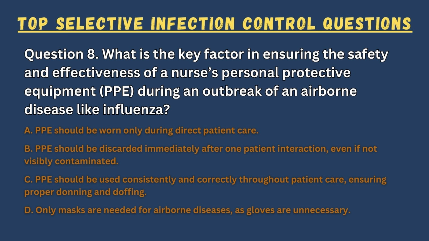Question 8. What is the key factor in ensuring the safety and effectiveness of a nurse's personal protective equipment, PPE, during an outbreak of an airborne disease like influenza? A. PPE should be worn only during direct patient care. B. PPE should be discarded immediately after one patient interaction, even if not visibly contaminated. C. PPE should be used consistently and correctly throughout patient care, ensuring proper donning and doffing. D. Only masks are needed for airborne diseases, as gloves are unnecessary.